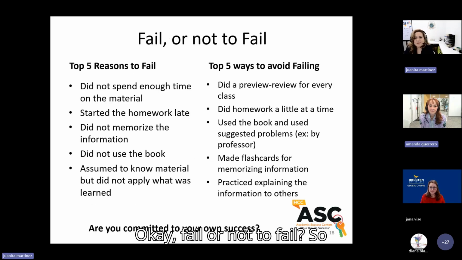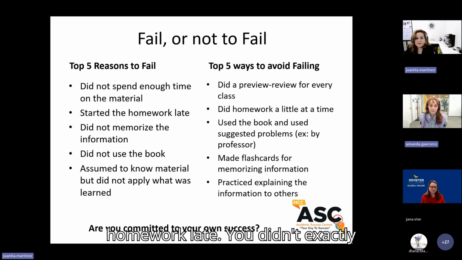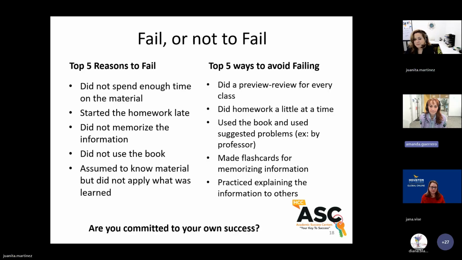Okay, fail or not to fail. So here on the left are the top 5 reasons to fail. You didn't spend enough time on the material. You started your homework late. You didn't exactly memorize the information. You probably skipped using the book, and you assumed to know material but did not apply what was learned.